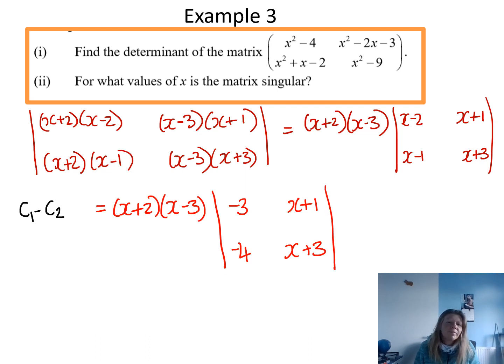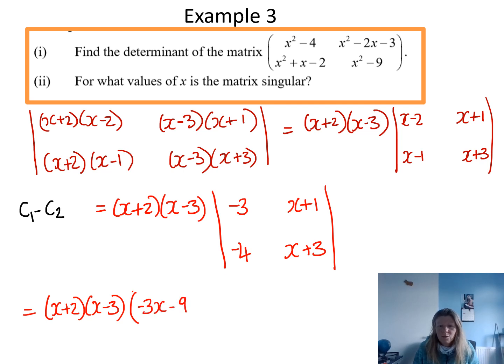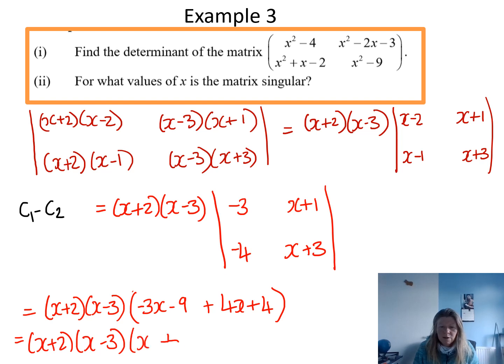Now let's just multiply it out. So we've got x plus 2, x take 3, and the determinant of that you end up with -3 times those, so that's -3x minus 9. Take away that times that, so it ends up with +4x plus 4. And then all that comes to x plus 2, x take 3, and x take 5. So that's part one.